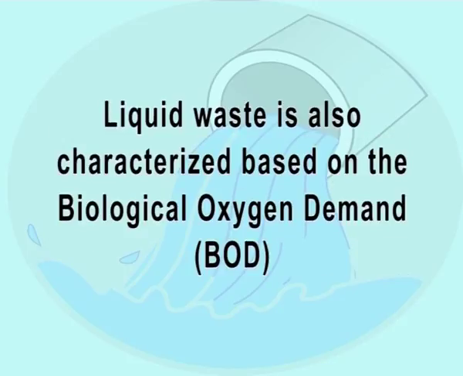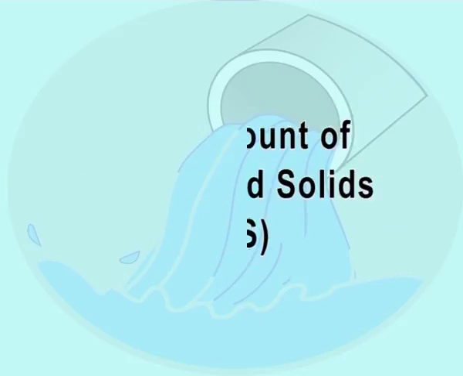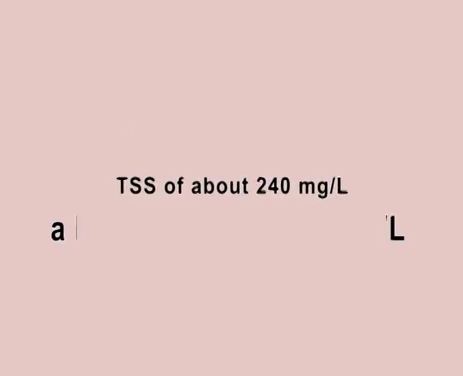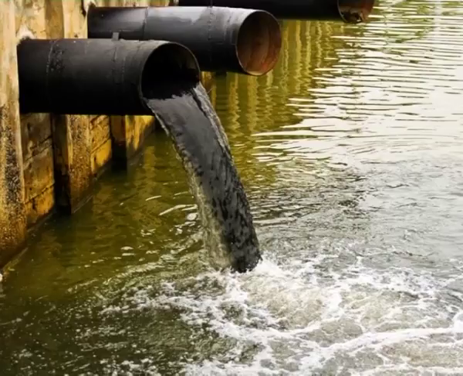Liquid waste is also characterized based on biological oxygen demand and the total amount of suspended solids. On the average, untreated domestic sanitary sewage has a BOD of about 200 mg per liter and a TSS of about 240 mg per liter. Industrial wastewater may have BOD and TSS values much higher than those for sanitary sewage. Its composition is source dependent.